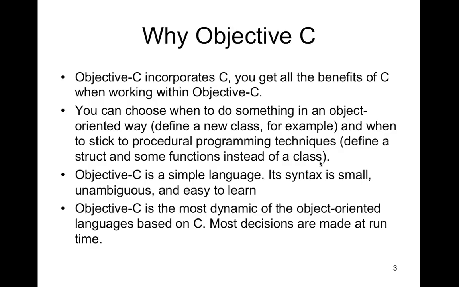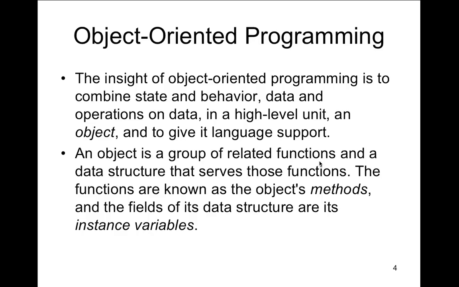And Objective-C is a simple language. The syntax is small, unambiguous, and easy to learn. It's mostly dynamic for an object-oriented language based on C, so most decisions are made at runtime. A little bit of insight into object-oriented programming: it combines state and behavior, data and operations on data, at a high level. Essentially everything that we looked at, if you've taken the object-oriented programming and C++ course that I taught here, or any course in that, think about all of the different concepts in terms of the object. Inheritance also plays true as well.